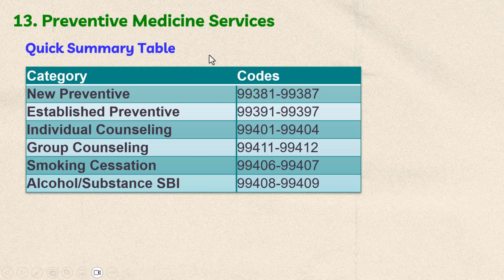So the quick summary is, there are the following categories. In the preventive part, for a new patient there is a code series, and for an established patient there is a code series. And for individual counseling and group counseling, there are code series. And for smoking cessation and alcohol and other substance behavior, there are code series available. So this is the summary of the preventive medicine services.